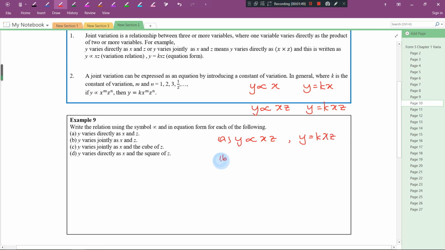Okay, how about B? Y varies jointly. So this is the same thing as varies directly. Y varies jointly as x and z is actually the same thing as y varies directly as x and z. So we write exactly the same answer for B. If you see varies jointly, it actually means varies directly. Okay, how about C? Y varies jointly. Now you know the meaning, right?